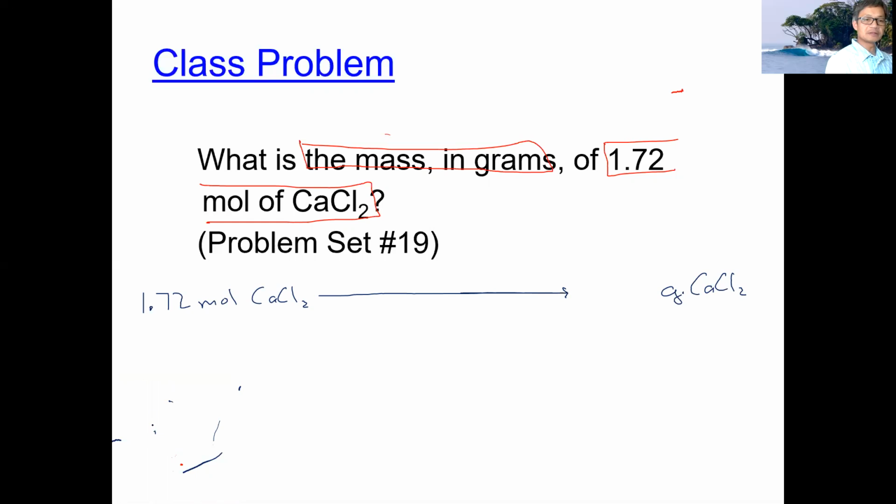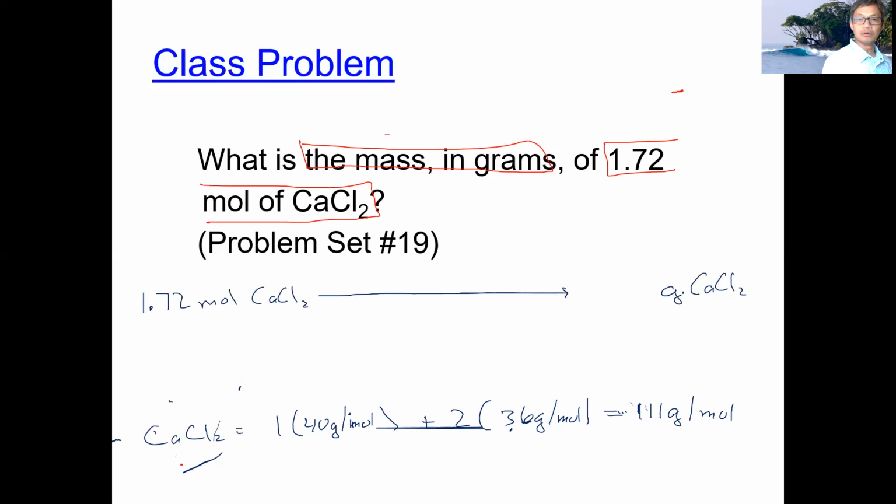The molar mass of calcium chloride then, right here on the bottom, is going to be 1 calcium atom, which has a molar mass of 40 grams per mole. We're going to add that to 2 chlorine atoms, which has a molar mass of 36 grams per mole. And then we end up with an answer that is going to be 111 grams per mole. So that's the molar mass.